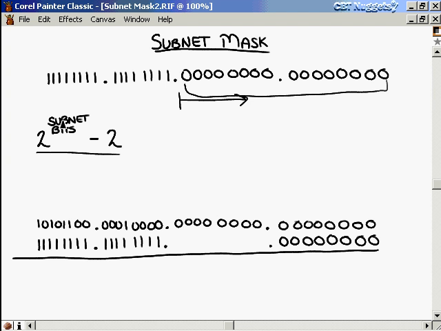So let me give you an example. If we use 2 bits here, these two here, 1 and 2, we would have 2 to the power of 2, which equals 4, right?